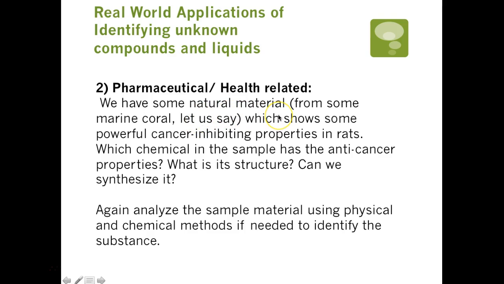Some pharmaceutical health related uses, all right? So we have some natural material which shows powerful cancer inhibiting properties in rats. So we have to pinpoint which of those chemicals in the sample has those anti-cancer properties, and then determine its structure, whether it can be artificially synthesized. So the first thing to do is to take a bit of that sample material and analyze it using physical chemical methods. All right, so first you start out with these physical methods like density and melting point, etc., and then you proceed to the chemical methods to confirm the analysis of that substance.